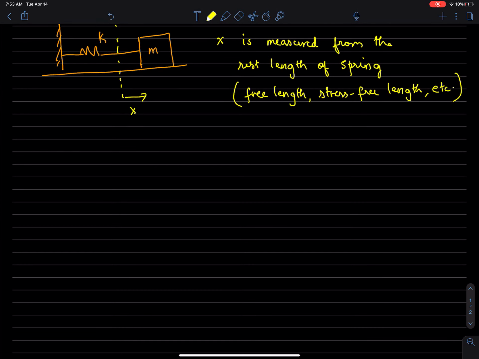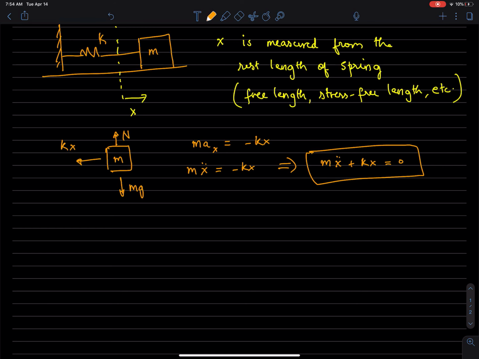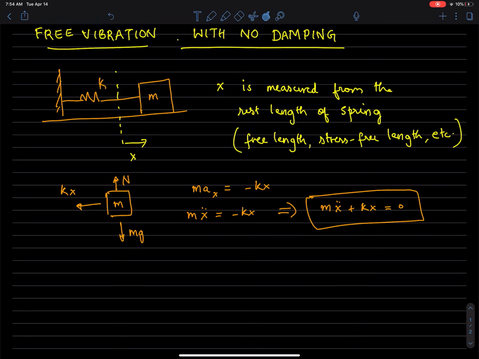So again, just to recall very quickly, the free body diagram looks like this. There is no rightward force. The leftward force is kx. And there are vertical direction forces, mg and N, which just cancel. So the equation of motion is ma in the x direction equals minus kx, or m x double dot equals minus kx, or m x double dot plus kx equals 0. Okay, so this is the famous equation for free vibration with no damping.